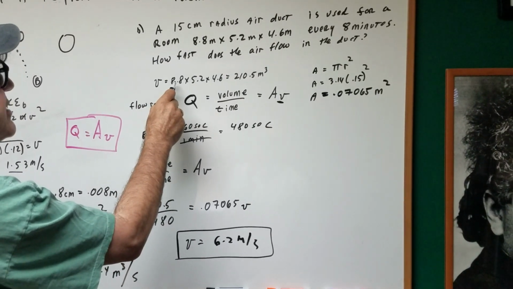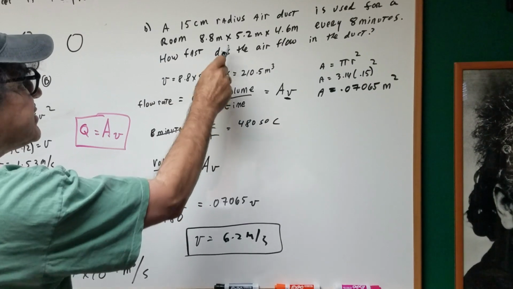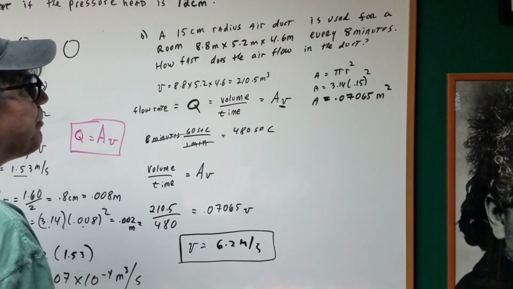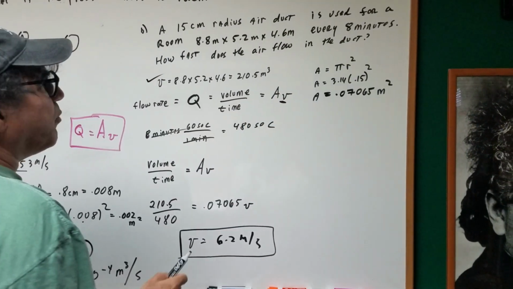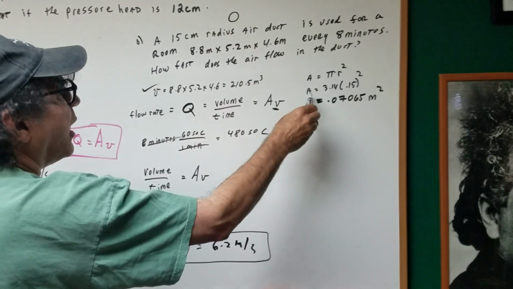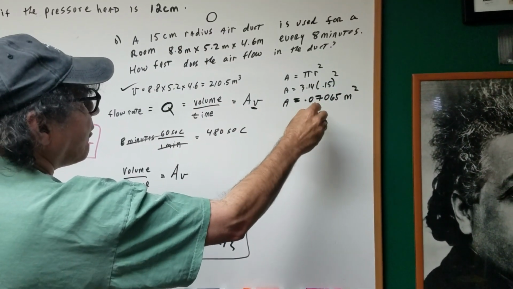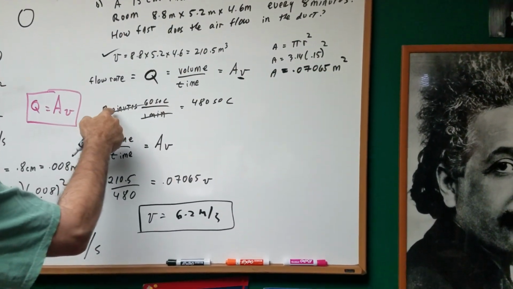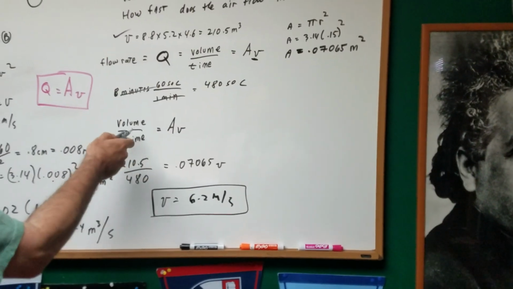The volume is the 8.8 times 5.2 times 4.6, and as you multiply them out, you would get cubic meters, 210.5. Easy enough. Area is pi r squared. We always assume the duct is circular. Pi times the radius is 0.15. Square it, we get 0.765. We're almost there. We then take 8 minutes and convert to seconds. And we got the time. Now we just plug in.